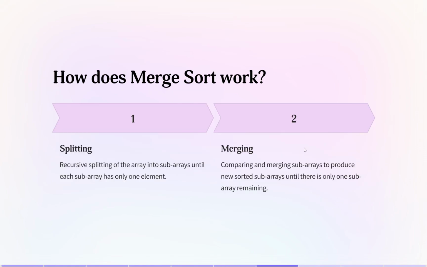So how does it actually work? What it does is that it will recursively split the array until it has one element left, and then you compare each element inside the arrays and merge it up until there's only one subarray remaining. It merges two sorted sublists into a single sorted list by repeatedly comparing the smallest elements of each sublist and appending the smallest one to the new list.